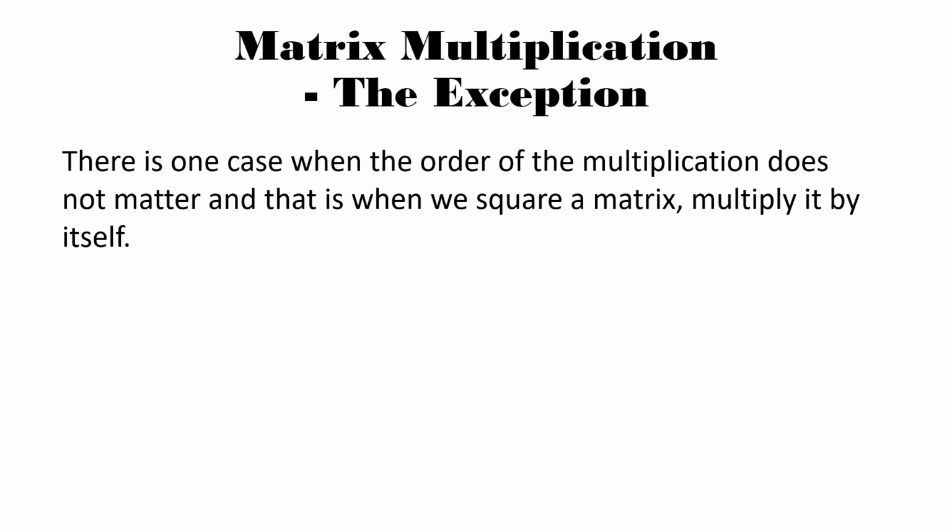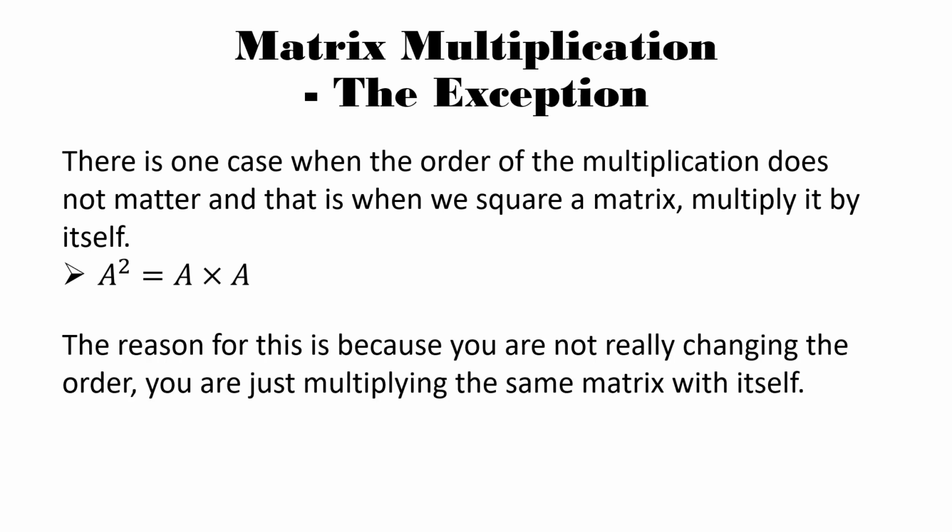So there is a slight exception to that rule with commutative, and it's one we tend to meet when we're working in applied maths. So that is when we're talking about squaring a matrix, so multiplying it by itself. Obviously, if we multiply something by itself, they're both the same matrix, so if you flip the order, it's not going to matter.